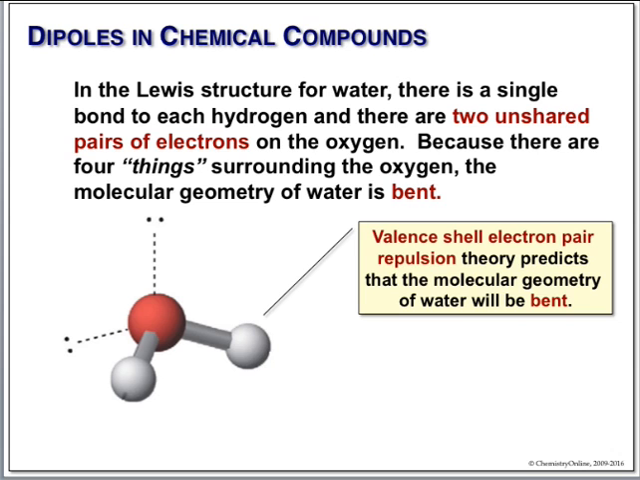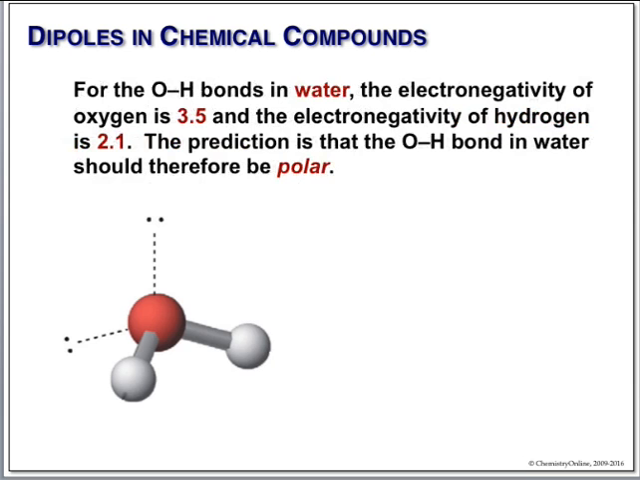Let's think about this in terms of electronegativity now. We have hydrogens and oxygens. They're different. If you look at that table that we looked at earlier, we'll see that the electronegativity of hydrogen is 2.1 and oxygen is 3.5. Now, just like in HF, that means that each of these covalent bonds is going to be polar. And we can draw 2 little dipoles for each of those bonds.